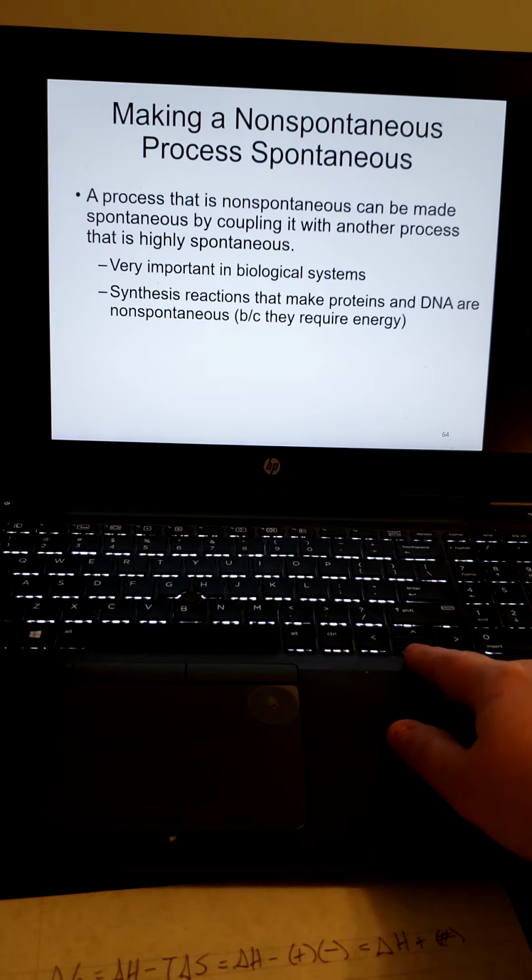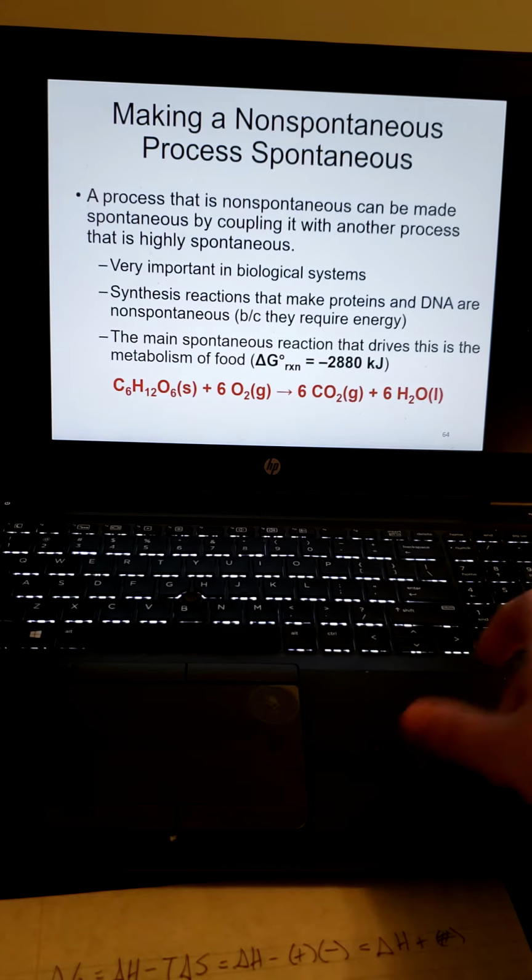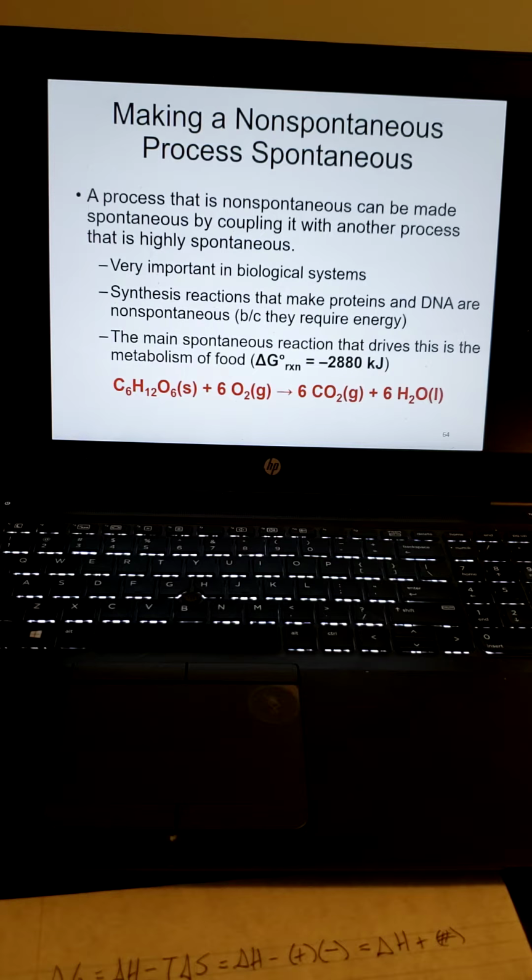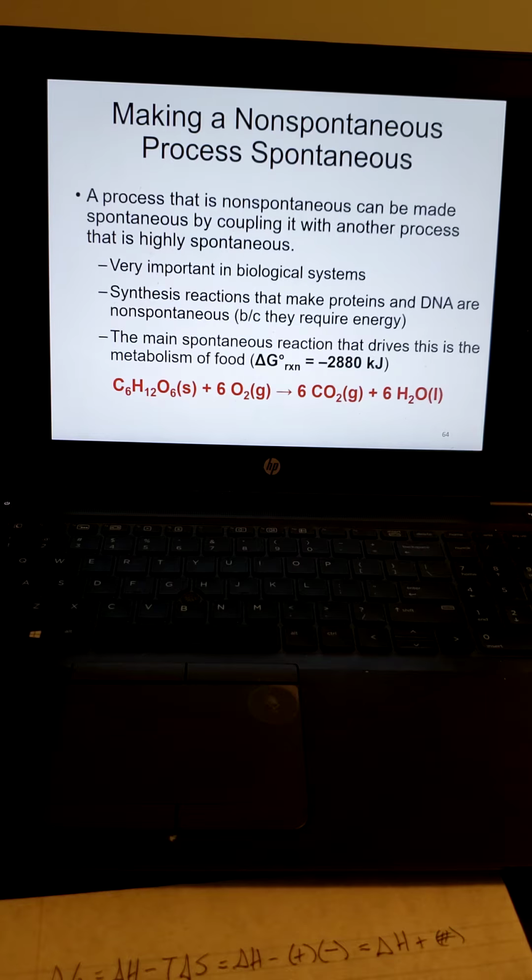Okay? So, like synthesis reactions of proteins and DNA, these are non-spontaneous, but before they occur, we metabolize our food, and the metabolizing of our food gives us energy. It's an exothermic reaction that provides the energy necessary for the processes that we actually care about to take place. Okay? So our body's actually pretty smart. It makes the energy and then uses it right away.